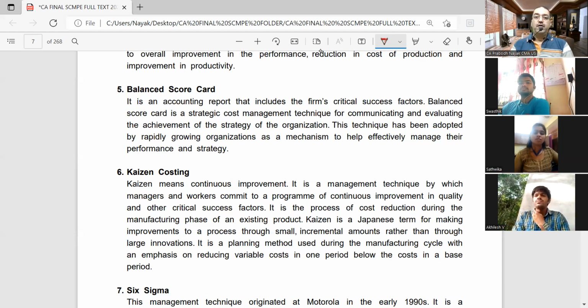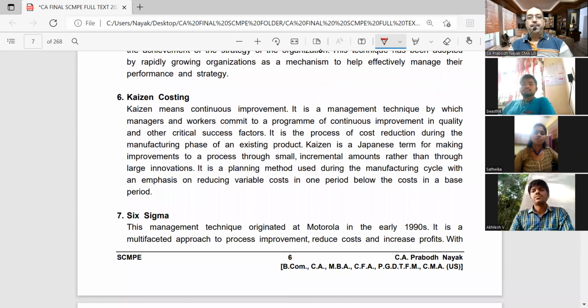I can use them for my foreign clients, right? So how much training are you giving to my employees? I want to know that. Where are these things found? They are not found in the financial statements. They are found in the balanced scorecard. Why do we call it a balanced scorecard? Because it shows financial measures as well as non-financial measures in one statement. So they give you the overall perspective of the entire company, not only the financial aspect, but financial as well as non-financial aspects. Then we have Kaizen costing.